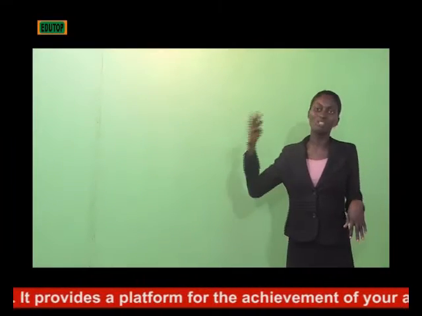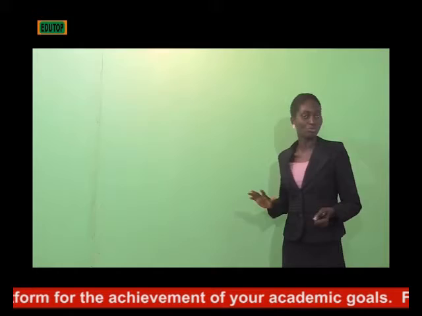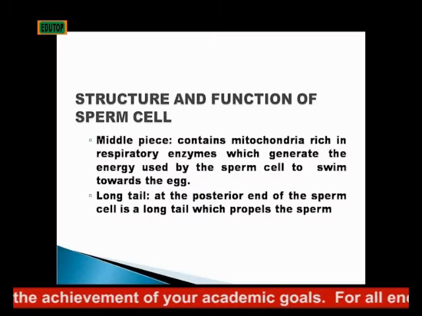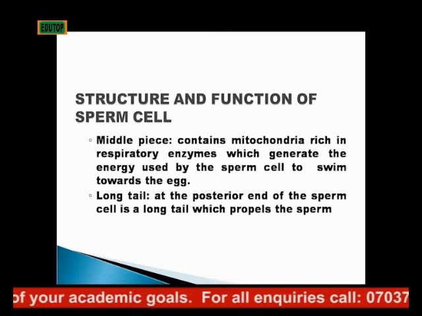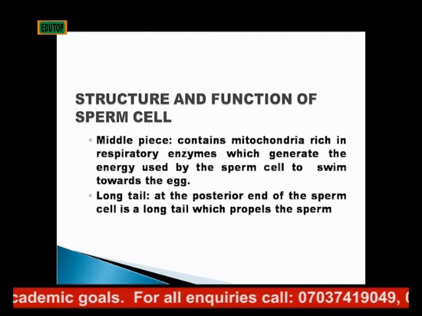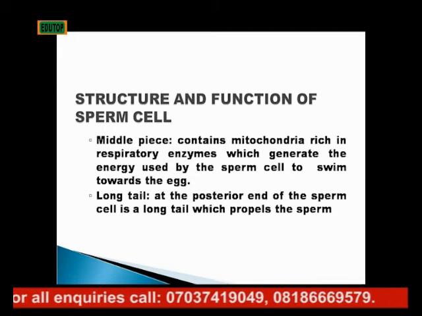Via the vagina to reach the oviduct. So the middle piece is the one that generates the energy for it to swim towards the egg. Then the last part of the sperm cell is the long tail. This is located at the posterior end of the sperm cell, and it is the one that propels the sperm. So the long tail propels the sperm.